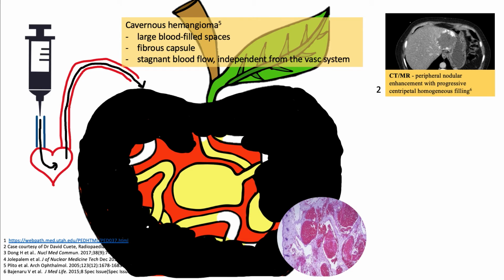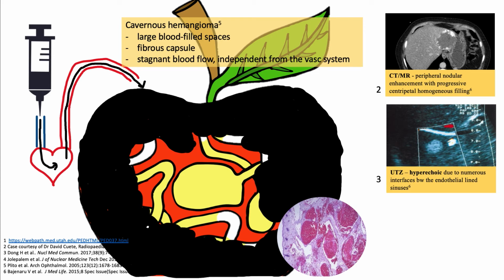On CT, one will see this relatively stagnant blood as hypodense. On MRI, one will see a T2 bright signal. Because of these many small vascular channels, one will see on ultrasound a hyperechoic lesion. Why hyperechoic?